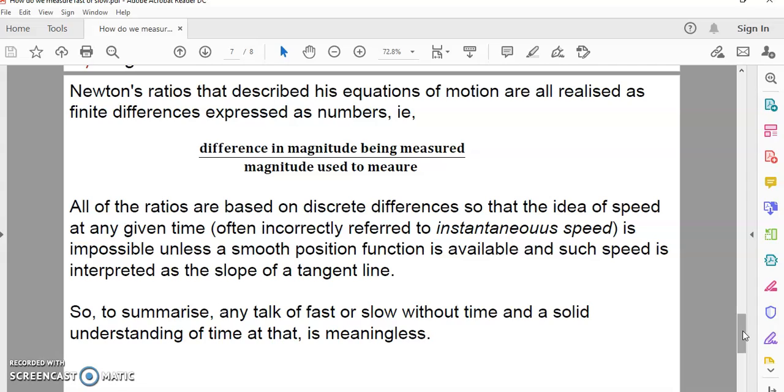Now, Newton's ratios that described his equations of motions are all realized as finite differences expressed as numbers. So, for example, the number difference in magnitude being measured over magnitude used to measure. Okay, so normally the one that appears beneath the vinculum is used to measure the quantity on top. So all of the ratios are based on discrete differences, so that the idea of speed at any given time, which is often incorrectly referred to instantaneous speed, is impossible unless a smooth position function is available, and such speed is interpreted as the slope of a tangent line. So, any talk of fast or slow without time and a solid understanding of time is meaningless.